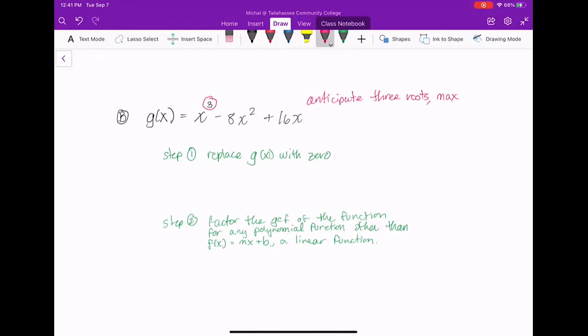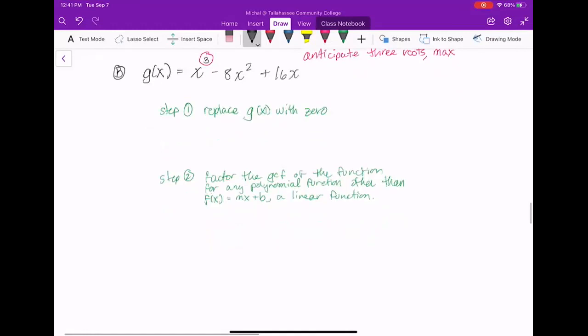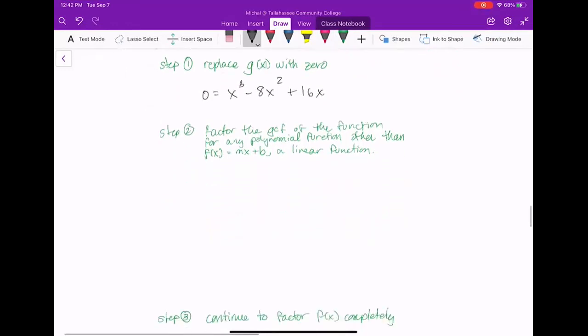Okay, so to follow the steps that I wrote above, I've replicated them here so we don't have to scroll back up. The first thing that I'm going to do is replace g of x with 0. So instead of g of x, I'm going to write 0, which gives me 0 equals x cubed minus 8x squared plus 16x. The next step, and this is what our general steps are, this is not a line, so our next step is to factor the greatest common factor of the function, because this is a polynomial function other than f of x equals mx plus b.